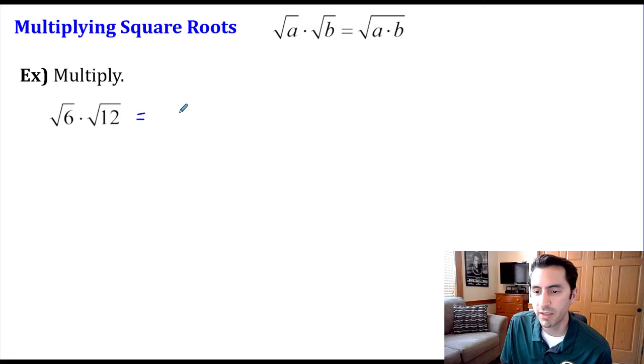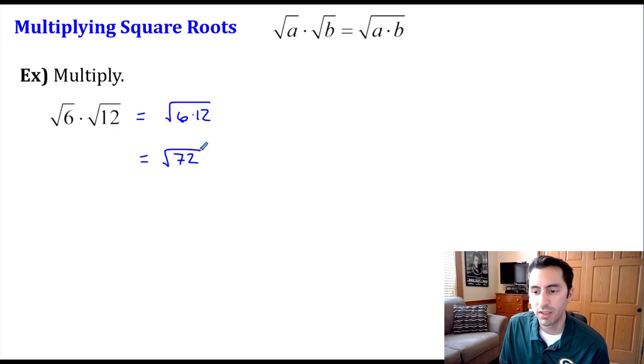So bringing them back together, this is the same as the square root of 6 times 12. And now, since they're both underneath the square root sign, we can multiply them together, and we get 72. And now this is something we can work with. So just like we did on the last example, let's simplify this. So what is the biggest perfect square that goes into 72? That's going to be 36. So 72 is the same as 36 times 2.